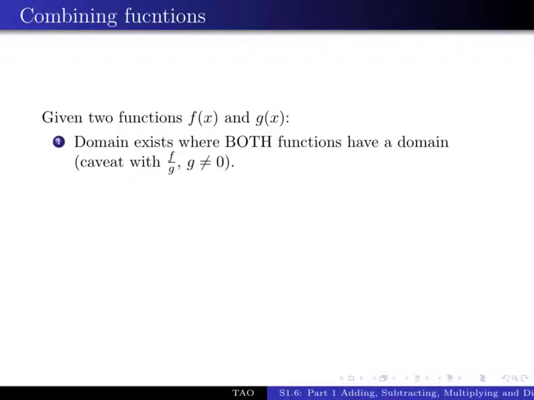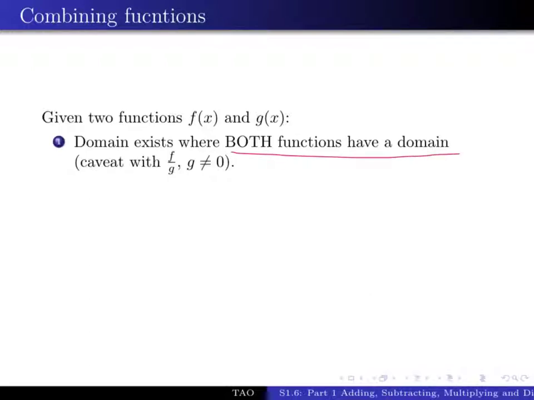All right, so the idea is that we are given two functions to start with, an f and a g. Both of these are functions of some input variable, and the functions themselves lead to outputs f and g. Now, if we're going to combine them in an algebraic way, the domain of the combined function can only exist where both functions exist.